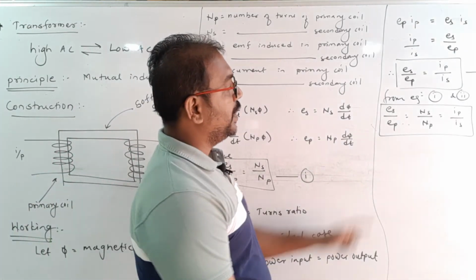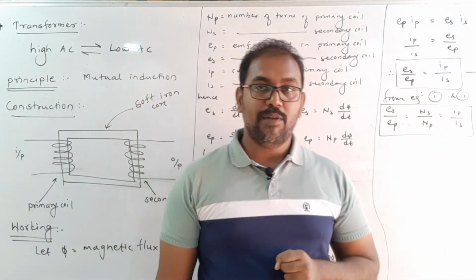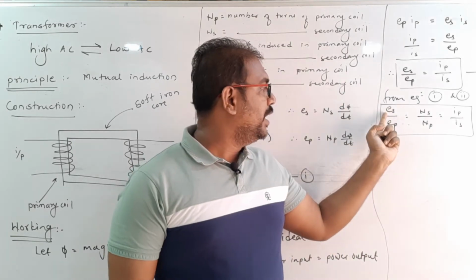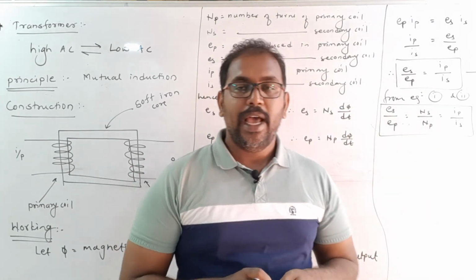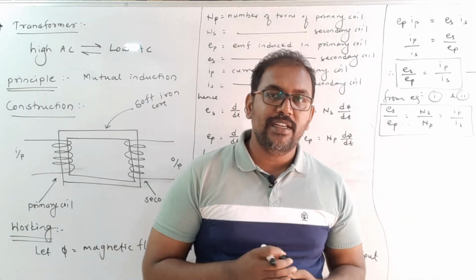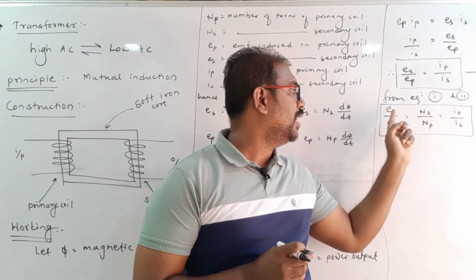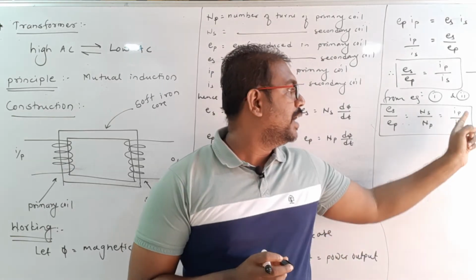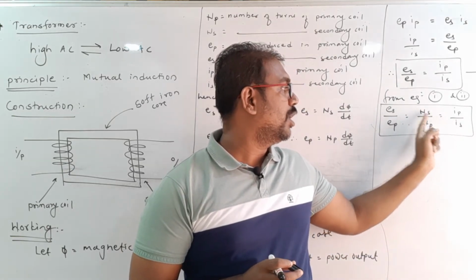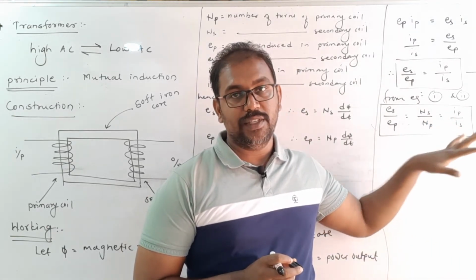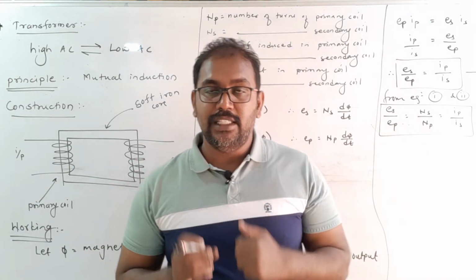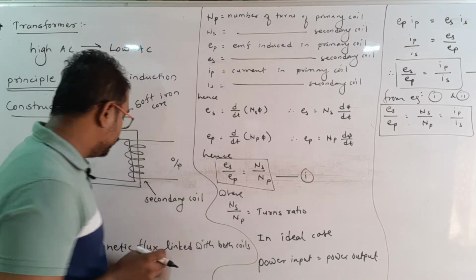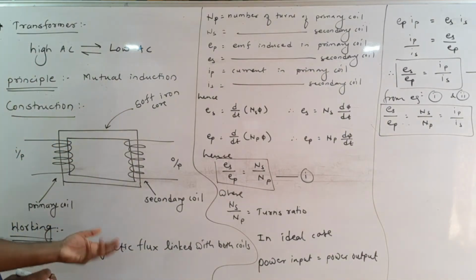Now by this formula, ES and NS are proportional. To get more ES, the number of turns of the secondary must be large. As we keep larger turns of the secondary, we get more output voltage and less current. You can see number of turns and current are inversely related. It means that the more the number of turns, the less the current. Okay, so that you can remember.